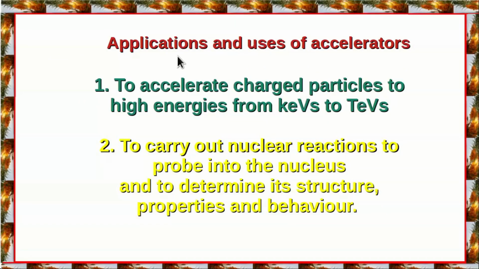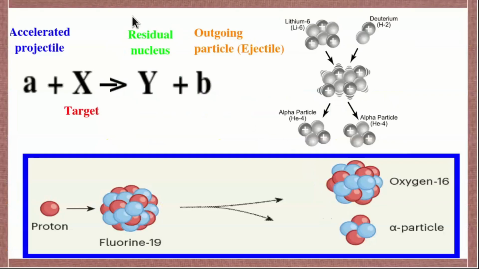Now we come to the applications and uses of accelerators. Well, it's difficult to enumerate all the detailed applications and uses, but I will try to summarize the most relevant ones. Of course, the primary aim of an accelerator is to accelerate charged particles to high energies from keVs to TeVs. And then, why do we need to do that? We have to carry out nuclear reactions in order to probe into the nucleus and to determine its structure, properties, behavior, etc. So this is a simple nuclear reaction.